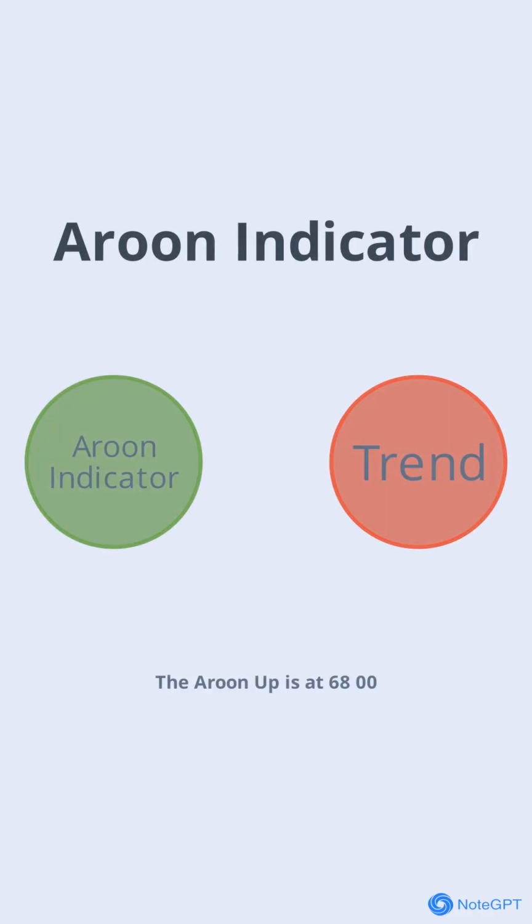Aroon Up is at 68 while the Aroon Down is at 24. This suggests that ONDS has seen recent highs more frequently than lows, a bullish sign. However, the Aroon oscillator is negative, indicating that the uptrend may be losing strength. The Aroon indicator helps traders spot emerging trends and potential reversals.